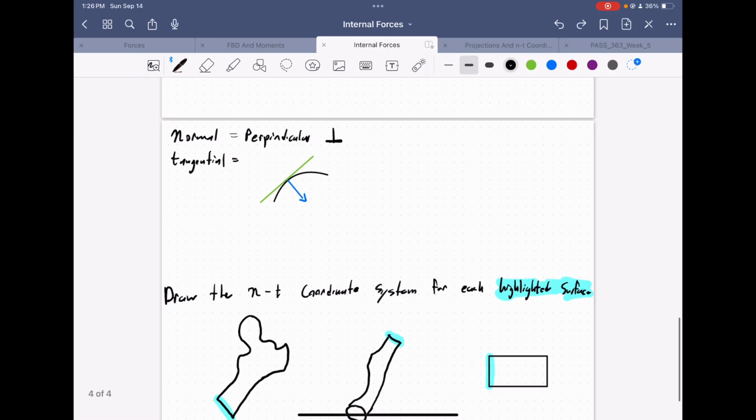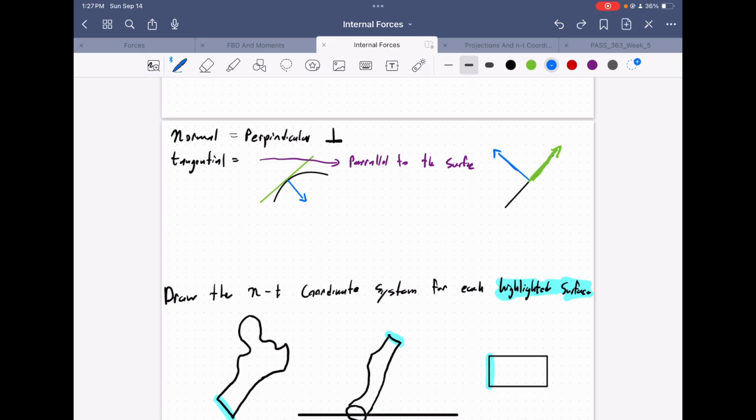But if we look, you're like, well, I don't see any curves. We're normally given flat surfaces. What are we doing? We can think of tangential as parallel to the surface. So, for example, if we are given a surface like this, and we want to define the NT coordinate system, we are going to have normal here and our tangential as here, right? This is completely parallel to that line, and that's normal.